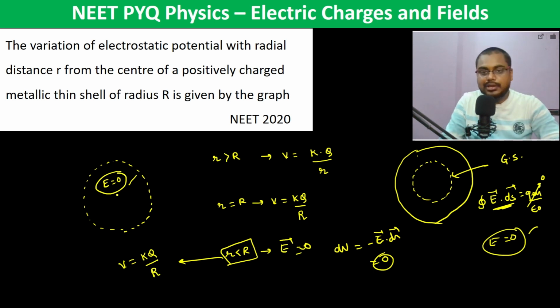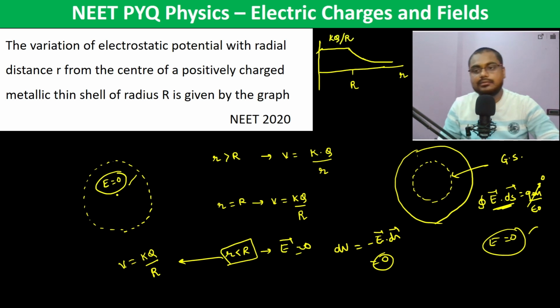So if we want to draw the graph, it is going to be like this. It's kq by R, and then it goes like this. This is R, this is small r, and this is kq divided by R. Thank you.